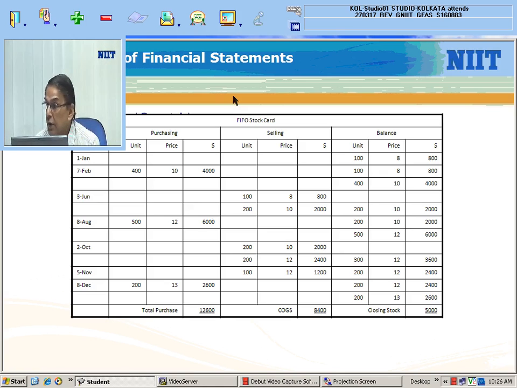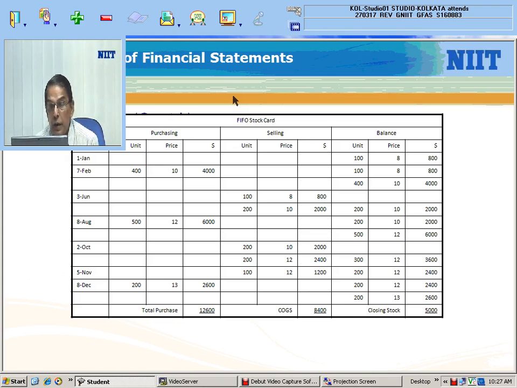Again on 8th of August, company purchases 500 units at 12 rupees, that is 6000. So what is the balance stock available? 700 units, out of which 200 at 10 rupees and 500 at 12 rupees. So that is the balance stock available, balance inventory available after this purchase.